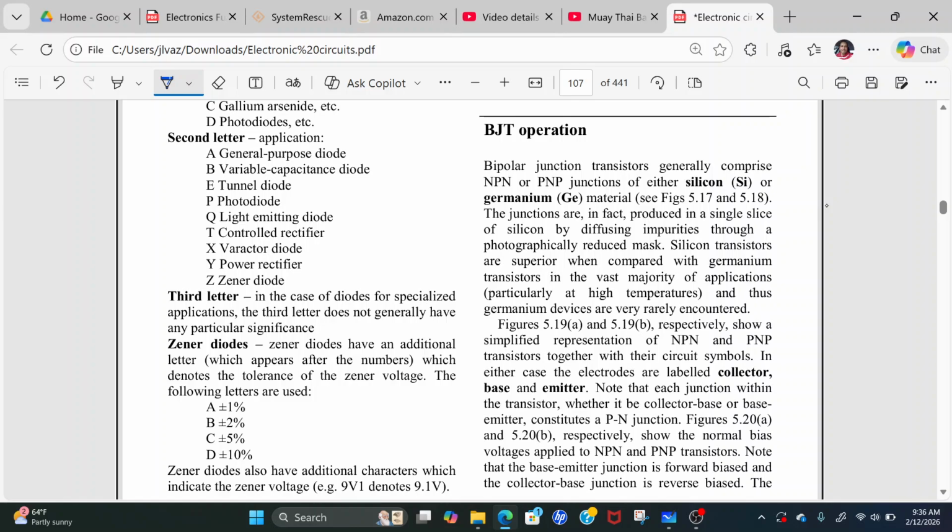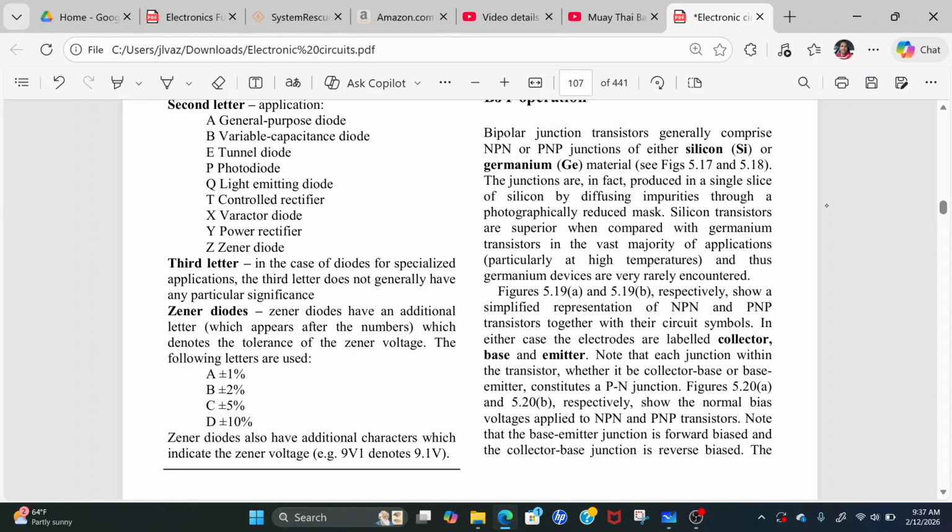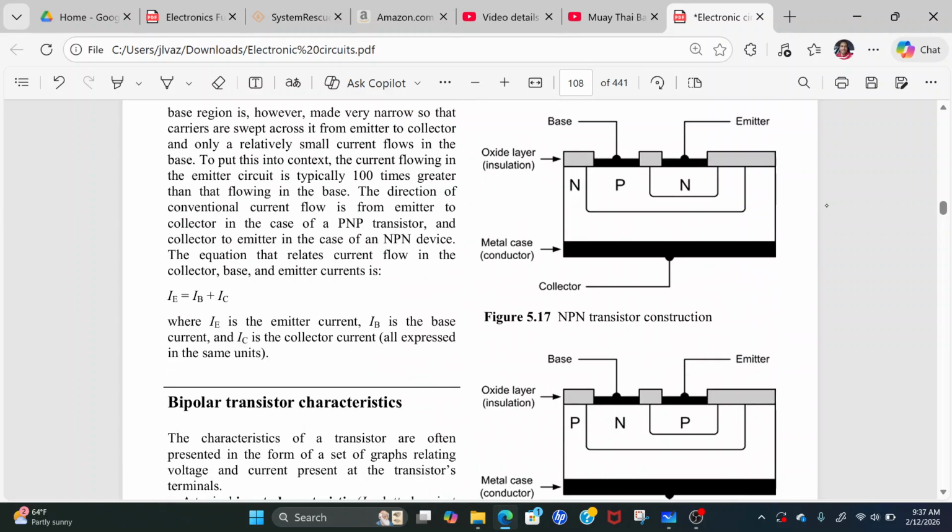Bipolar junction transistors generally comprise of an NPN or a PNP junction of either silicon or germanium material, figures 5.17 and 5.18. The junctions are in fact produced in a single slice of silicon by diffusing impurities through a photographically reduced mask. That is how transistors are built. We're not going to get too concerned about that, but let's take a look at the image. So that is basically what they're talking about.